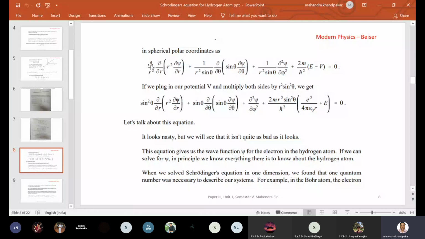So this is a term in small r, while the second term is in terms of theta, and the third term is in terms of phi. Of course it is psi, but mostly phi or theta.